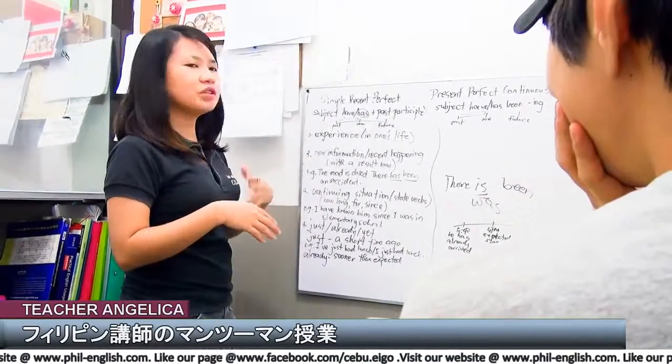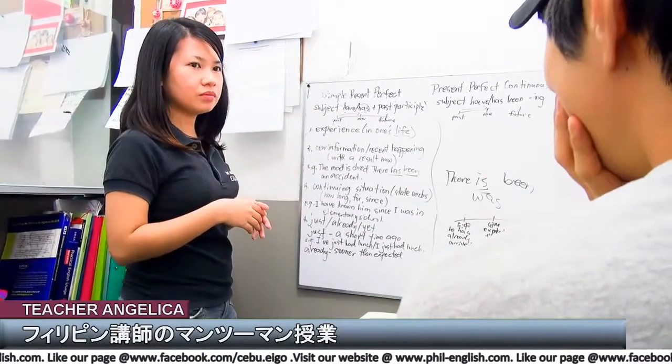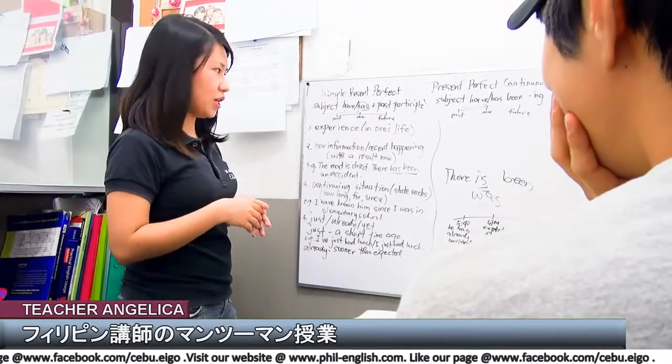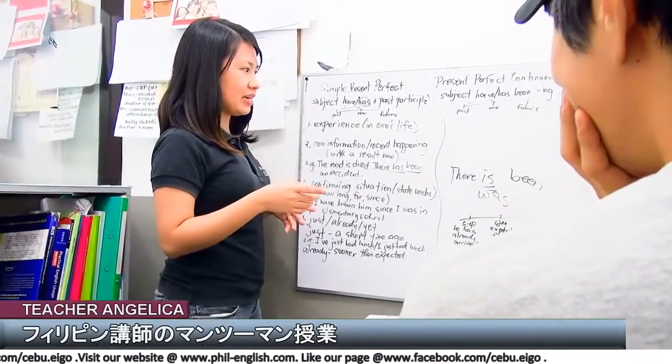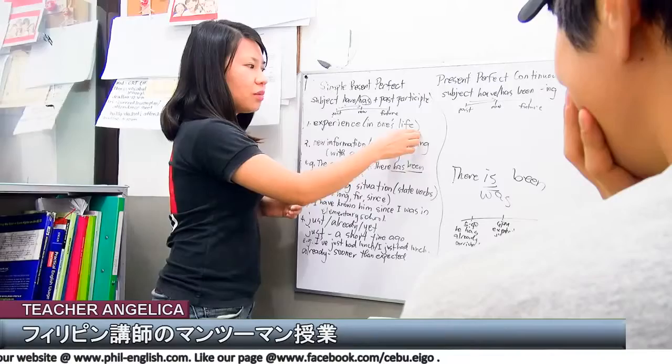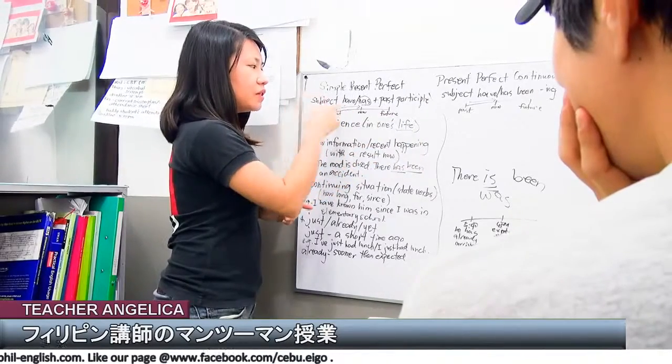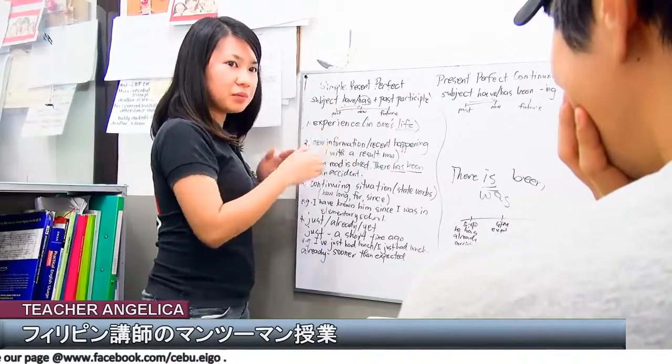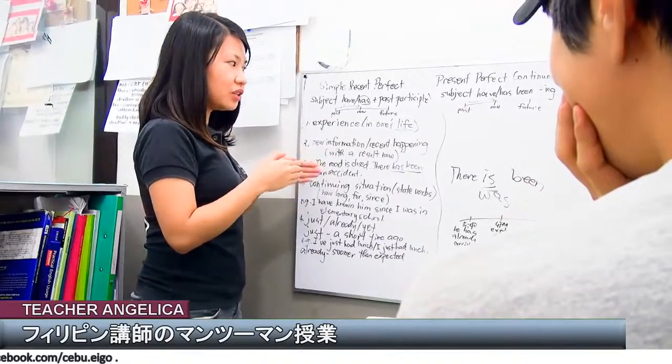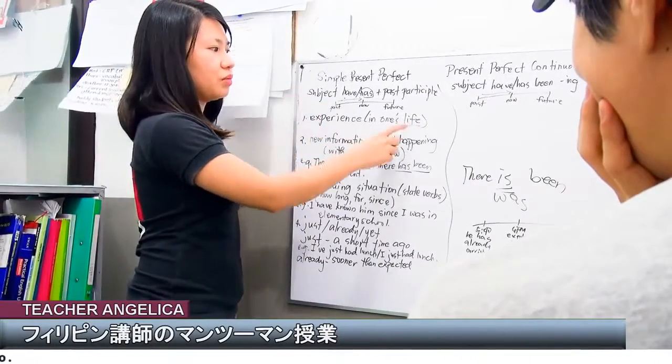Which countries have you been to? Europe and America and Australia. Okay, so in that case, we talk about your life, so it means there is a point in your life that you have experienced something. So it's finished, but we use the present perfect because of this.